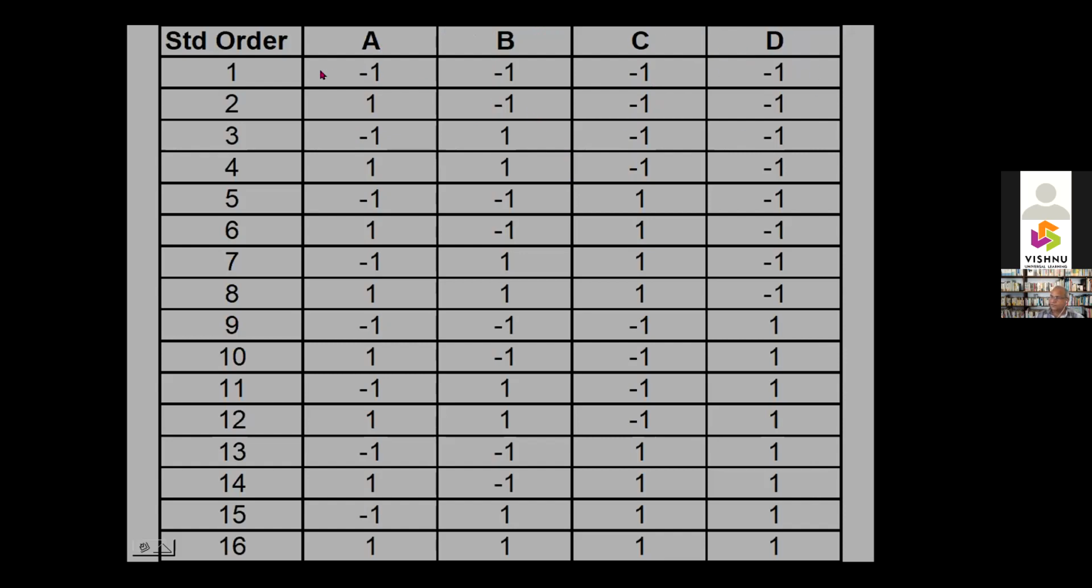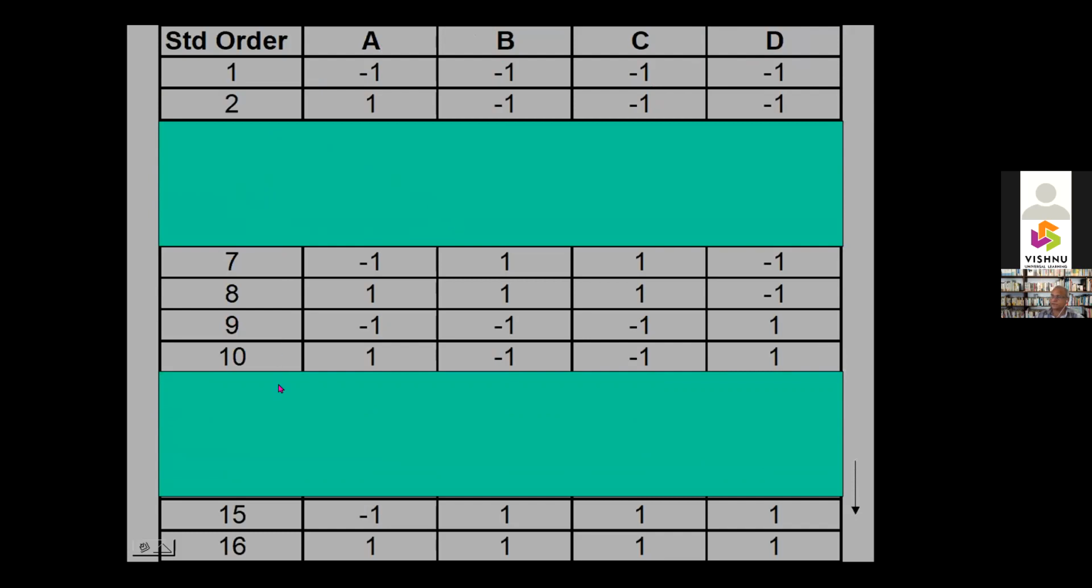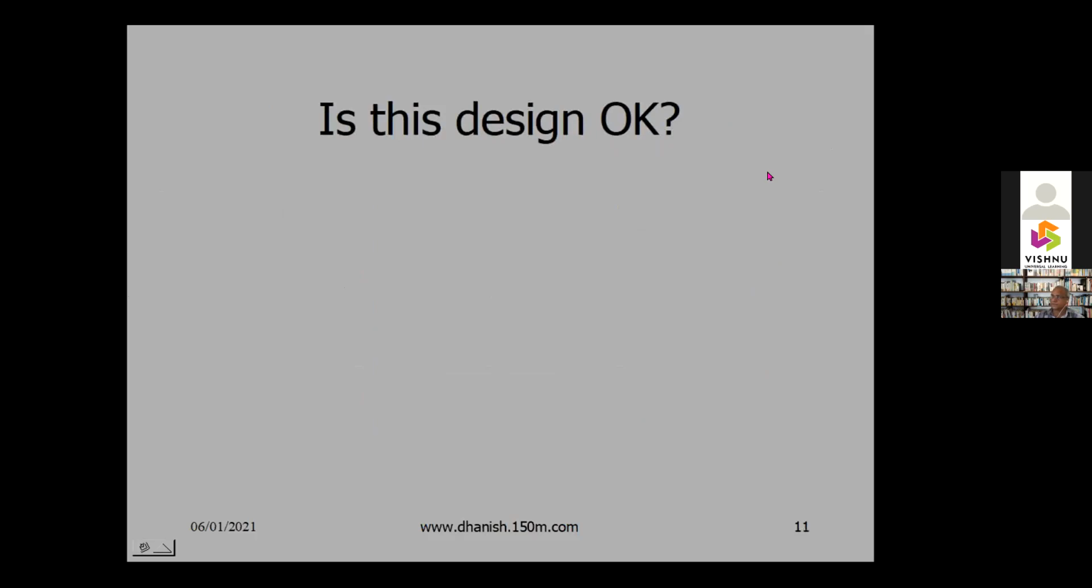Now we have to eliminate 8 runs. Suppose we arbitrarily eliminate runs 3, 4, 5, 6 and 11, 12, 13, 14, and you do this experiment. The resulting design, in standard order, 1, 2, then 3 to 6 eliminated, 7, 8, 9, 10, then 11 to 14 eliminated, then 15, 16. The remaining is this. So this is the resulting design. Suppose I do the experiment. Is this design okay?